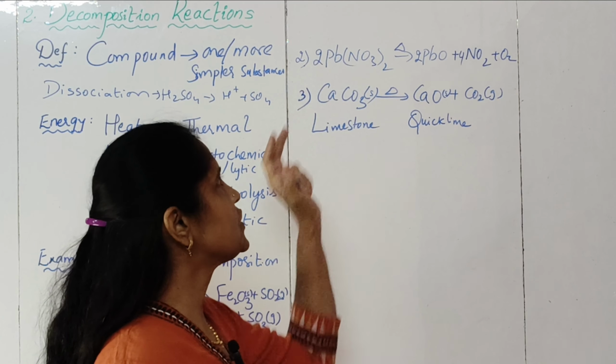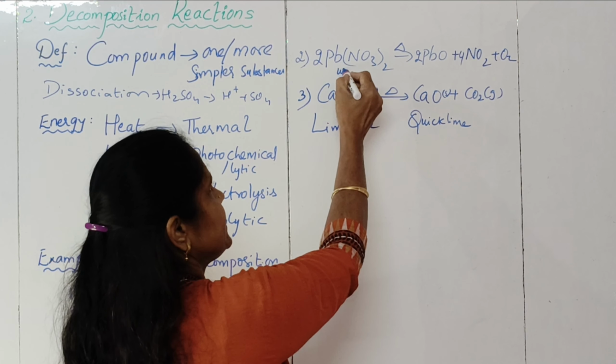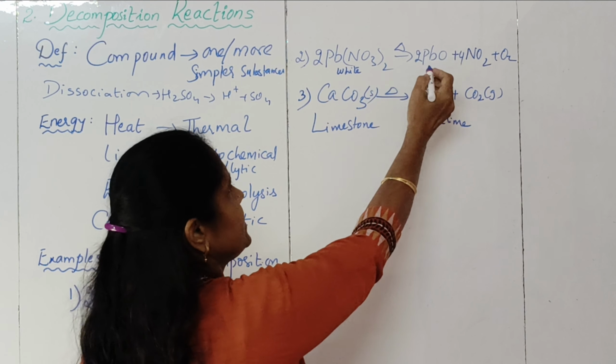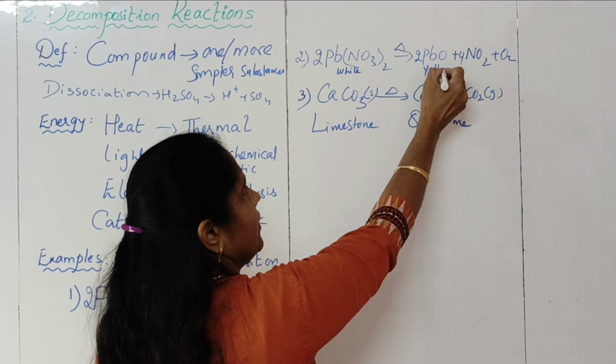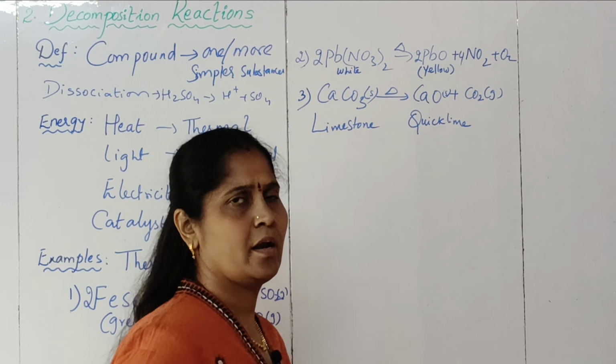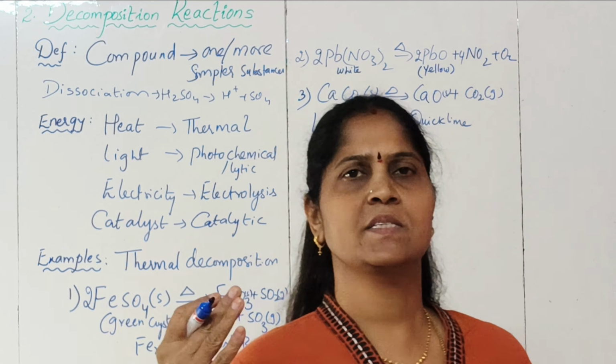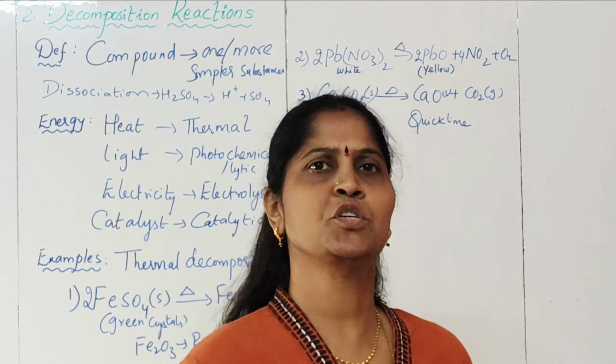Lead nitrate is actually a white color solid, but when it is heated it will become a yellow colored substance, which is the lead oxide. So like this, we have some representative examples for the thermal decomposition process.